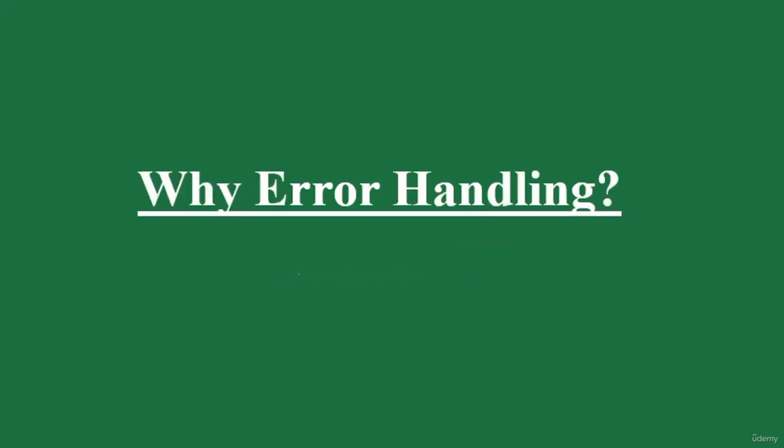Why error handling? Runtime errors can occur due to various reasons such as invalid inputs, unexpected behavior, or external factors. Without proper error handling, these runtime errors can lead to program crashes and unreliable applications. The main goal of error handling is to anticipate potential issues and provide a fallback plan when something goes wrong.